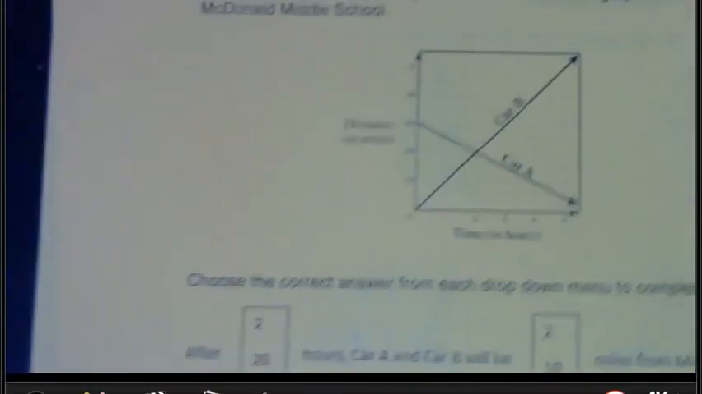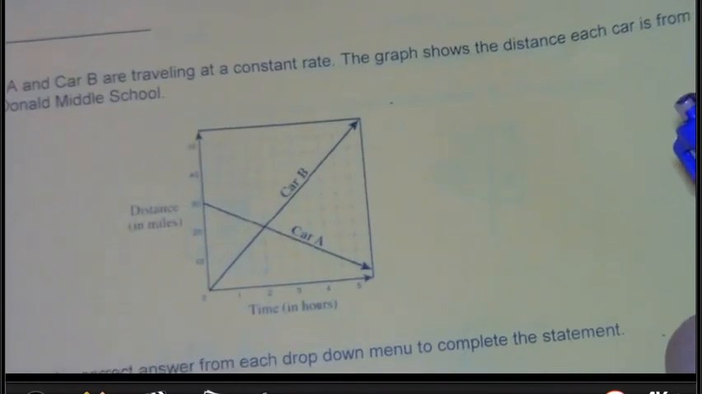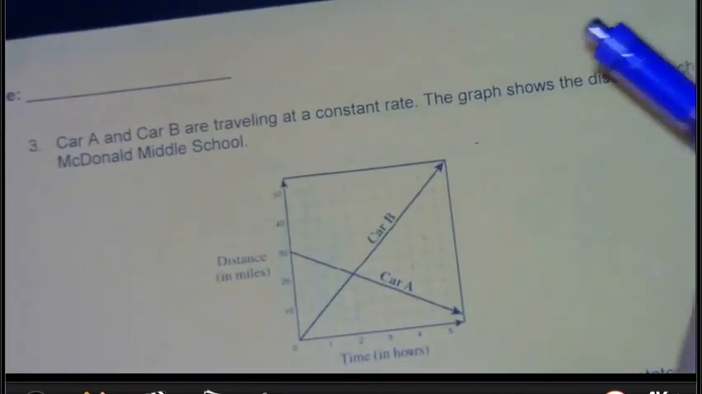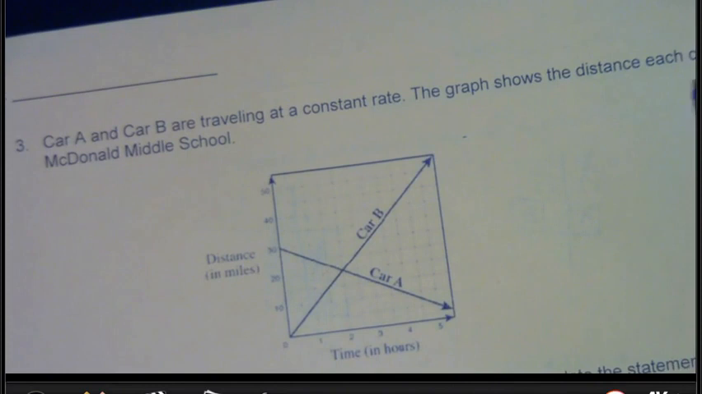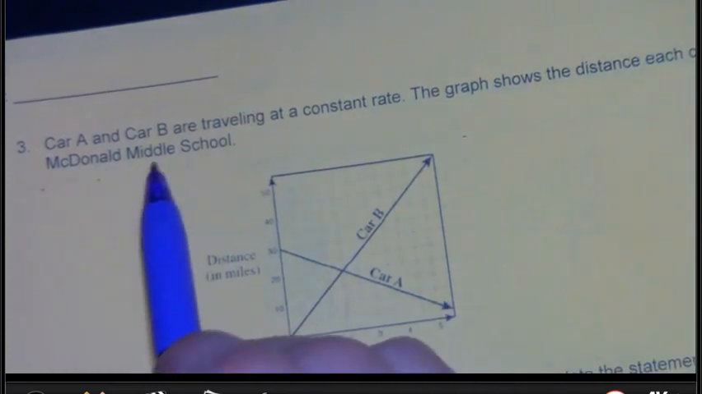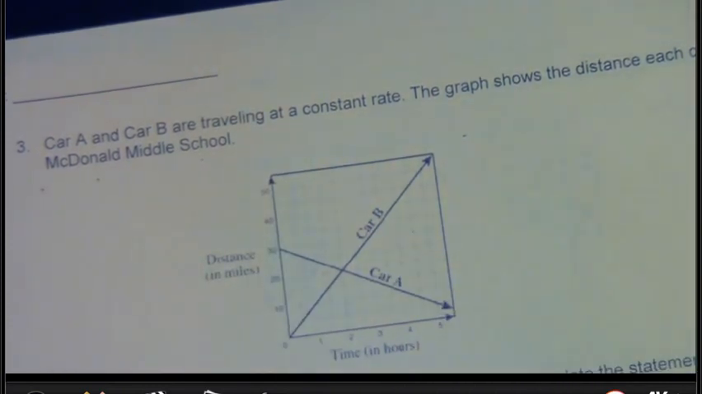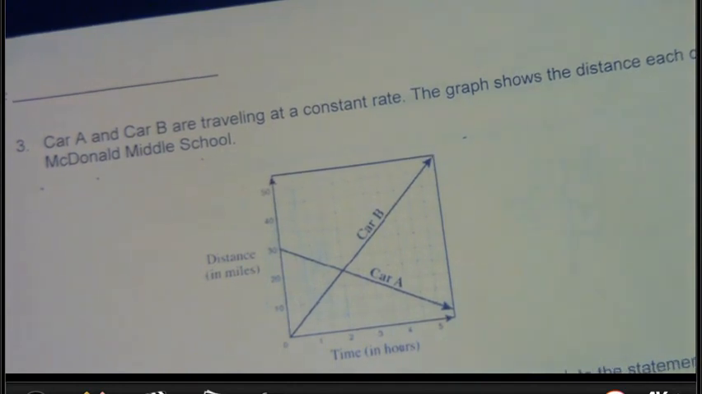Number 3, car A and car B are traveling at a constant rate. The graph shows the distance each car is from McDonald Middle School. Choose the correct answer from each drop-down menu to complete the statement. After blank hours, car A and car B will be blank miles from McDonald Middle School.